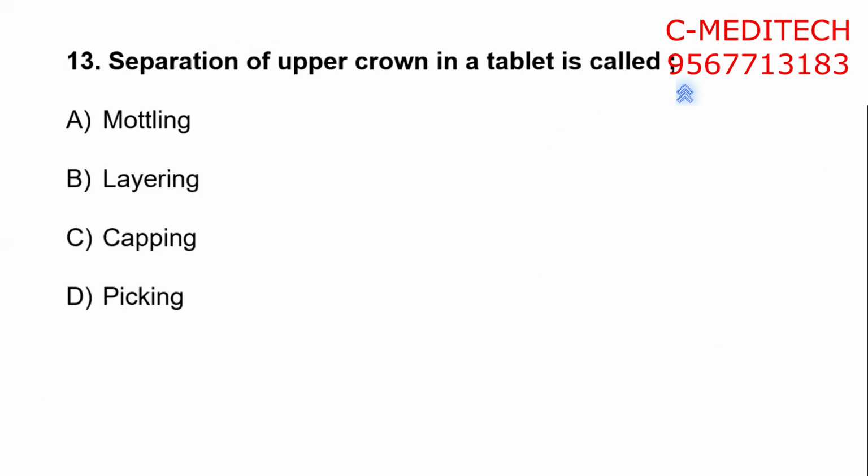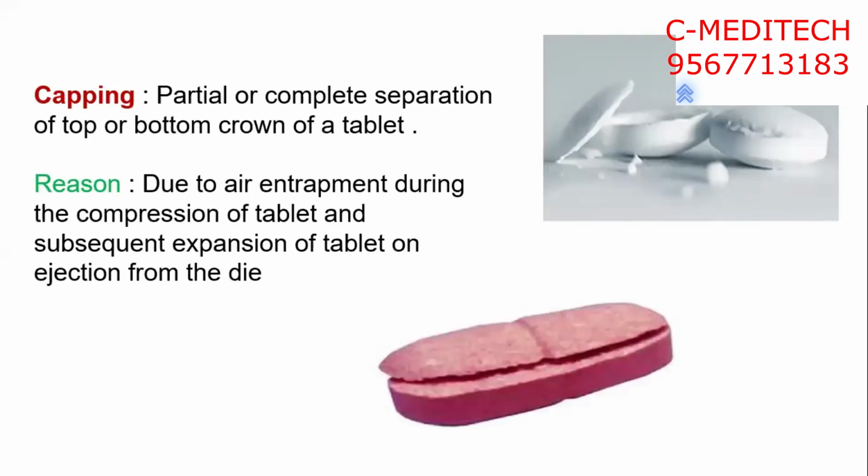Okay, so coming to the 13th question, separation of upper crown in a tablet is called modeling, layering, capping, or picking. So we have option A, modeling, that is the unequal color distribution on a tablet, right? And layering means it is the separation of tablet into different layers. And capping, yes, this is our answer. Capping means it is the partial or complete separation of upper or lower crown in a tablet. Okay. So coming to the explanation, it is the partial or complete separation of top or bottom crown of a tablet.